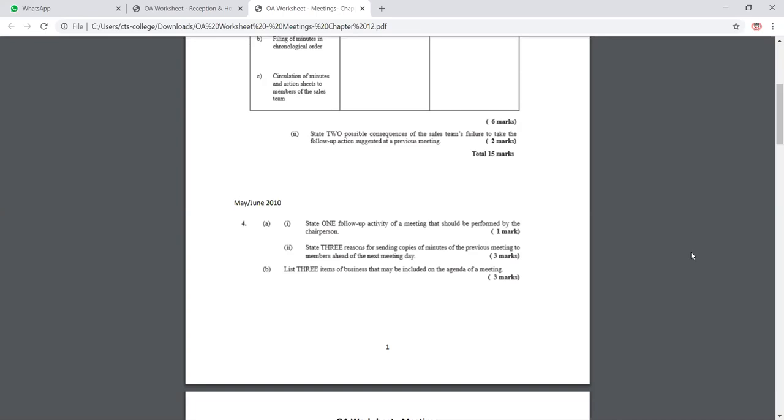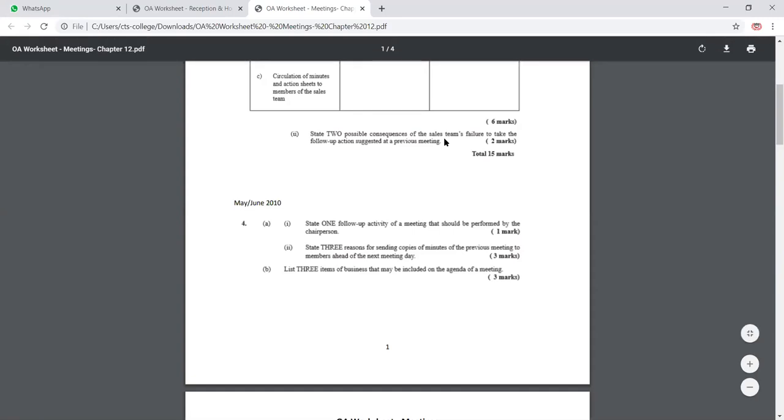Thank you to everybody who chimed in to answer this question. So this will take care of our meetings worksheet. The other worksheet that we have to look at now is the hospitality worksheet that we have. But before, Nathaniel, so we're moving away from this worksheet.